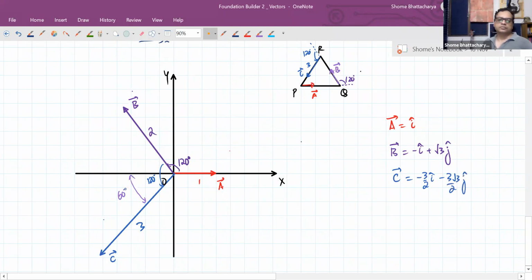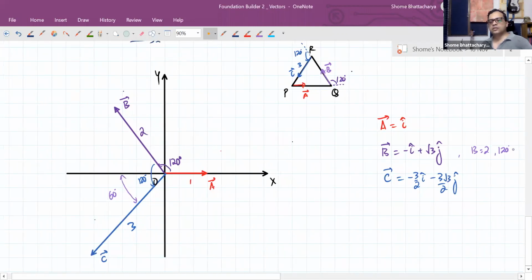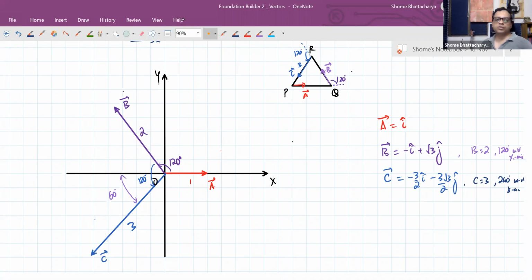Okay. Because you can see that the vector b has magnitude of 2 and it is at 120 degrees with respect to x-axis. Similarly, you can see that the vector c has a magnitude of 3, but it is at 240 degrees with respect to x-axis. So this is how we'll write it in component form. Yeah, that's also fine. You can draw it in any way. But we are using component algebra here, so it will make sense to draw it this way.